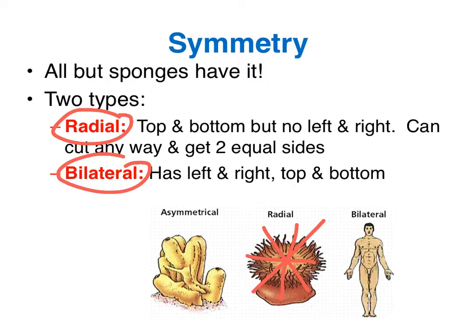Bilaterally symmetrical organisms, like this human here, have only 1 line of symmetry. These are your most advanced organisms, and they also feature a head structure. That's something called cephalization, which we'll look at in a couple slides. But try to divide this sponge in half. There's no way to get 2 identical sides. That's why it's asymmetrical.